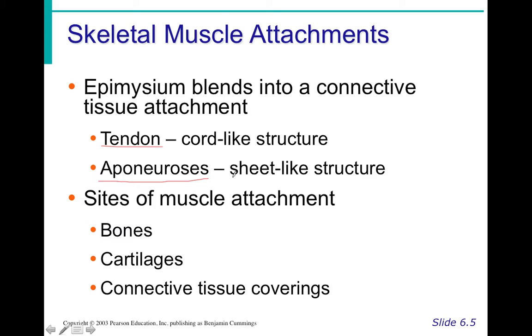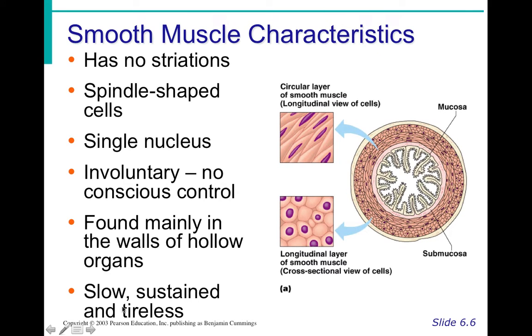You have one on the top of your head. You have one across your abdomen, some places like that, where it's a little better to have a wide sheet of connective tissue than it is to have a tiny cord. So where can we attach muscles? If we're talking about skeletal muscles, they have to be attached to something. Certainly bones is the most obvious one and the most common. You can also attach them to cartilage, and sometimes you can attach them to other connective tissues. And so those are some places we can attach skeletal muscle.